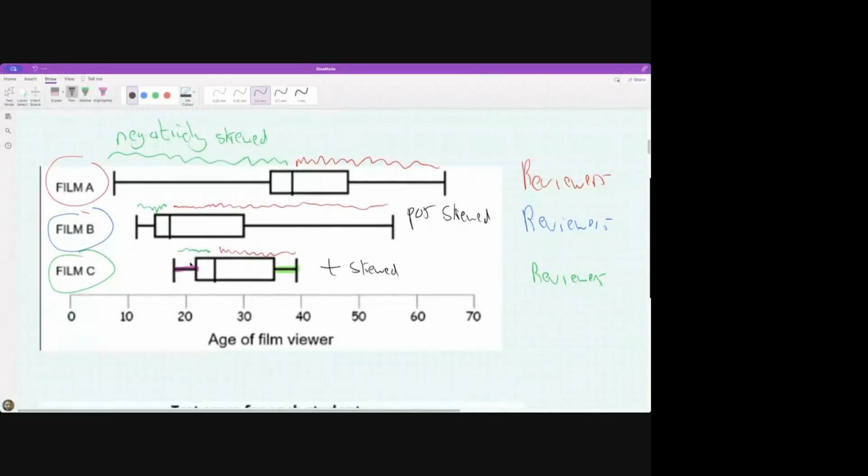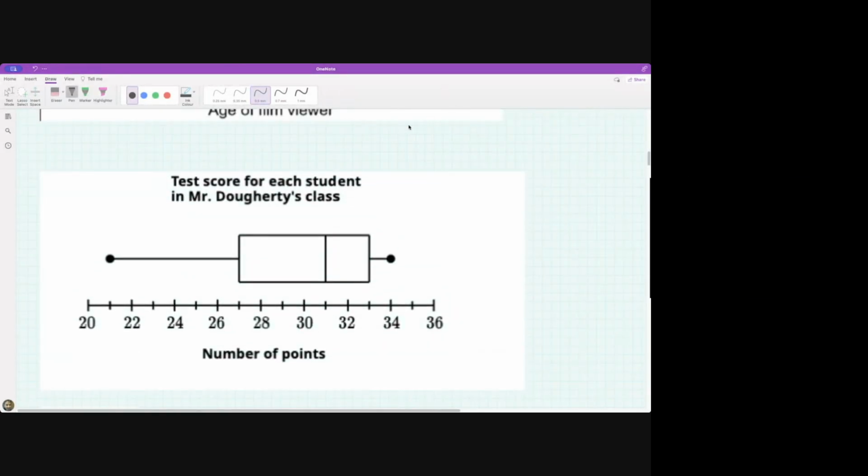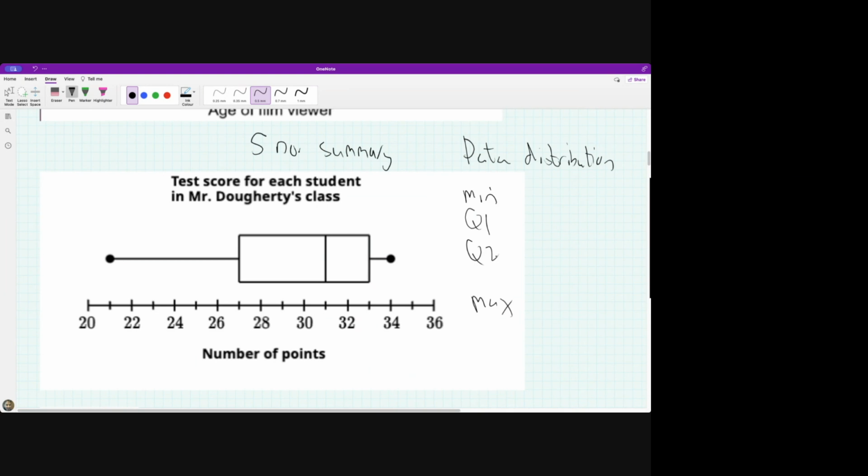Okay, so we're getting there. I want you guys and girls to write down for me the 5-number summary for this data set, and comment on the data distribution. So you have to tell me the min, max, Q1, Q2, Q3, and you have to comment on the distribution of this data set. And this is a summary of the scores from a test in a class.